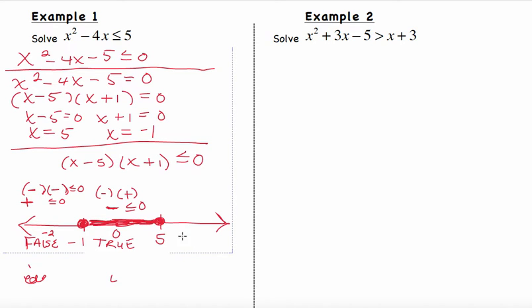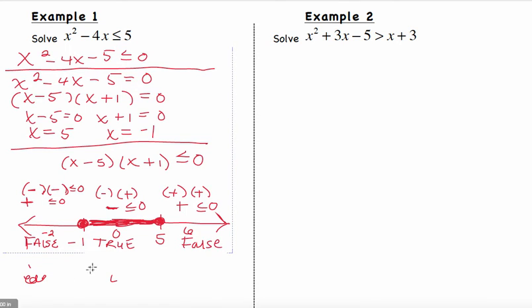And then we'll go ahead and try a number over here. So I just picked the next one over. I'll try 6. And 6 minus 5 is positive. 6 plus 1 is positive. A positive number times a positive number would be an overall positive answer, and a positive is not less than or equal to 0, so this is false over here.